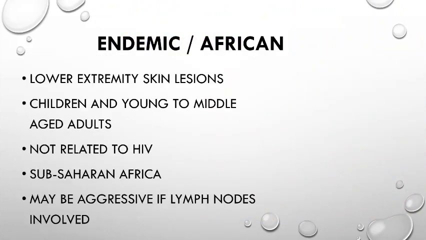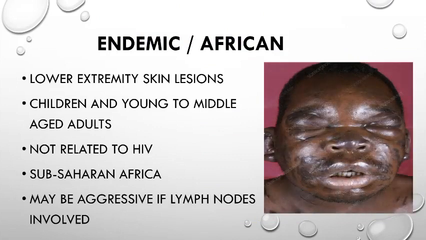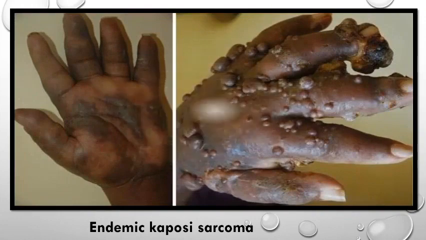Second one is endemic or African Kaposi sarcoma. It generally occurs on lower extremity skin lesions. Children and young to middle aged adults are mostly affected. It is not related to HIV. It occurs in the sub-Saharan Africa region. It may be aggressive if lymph nodes are involved. This picture depicts the endemic Kaposi sarcoma.